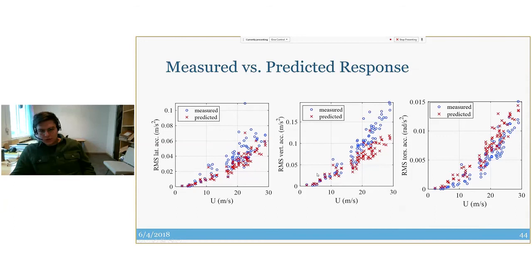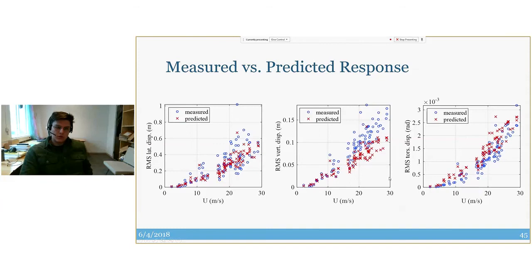So for the vertical acceleration, we have a problem, that is for sure. For the others, we get the scatter. For all the responses actually, we get the scatter. We get the variability, but for the vertical, we have an underestimation of the response. The displacement response, again, is very similar.